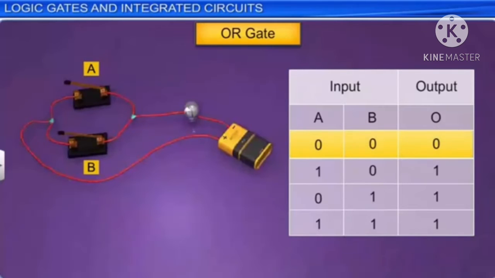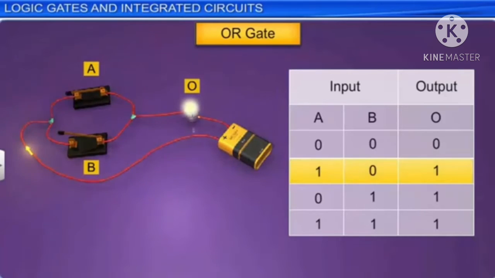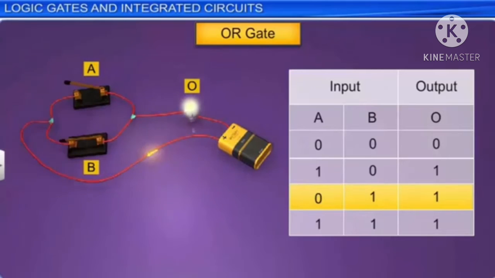When switch A is closed and switch B is open, input A is 1, while input B is 0. The bulb in this case turns on. Hence, the output is 1. When switch A is open and switch B is closed, input A is 0, while input B is 1. The bulb in this case again turns on. Hence, the output is again 1. When both switches A and B are closed, both the inputs A and B are 1. The bulb in this case yet again turns on. Hence, the output is again 1.